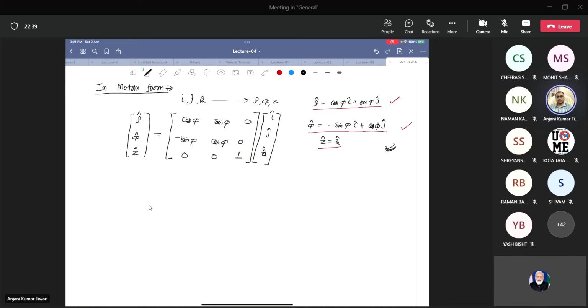Now if you want to transform from rho phi z to i j k, then it is just the inverse of that. But for completeness, let us write it down for i j k.